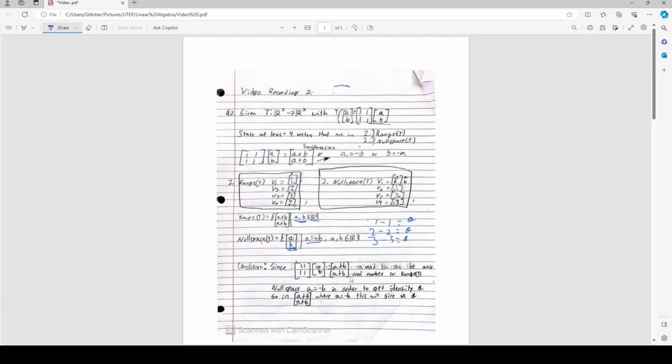So those are our four vectors. And that's why I have my conclusion here, where we have matrix [1, 1; 1, 1] times matrix (A, B) gives (A plus B, A plus B), and A and B can be any real number in the range of T. The null space is only possible when A is equal to minus B. That is for question one.